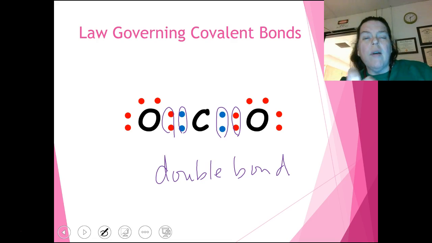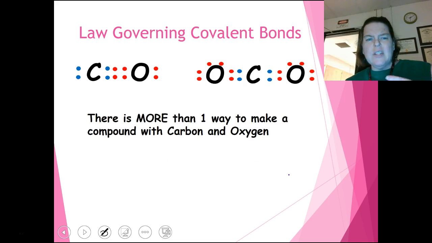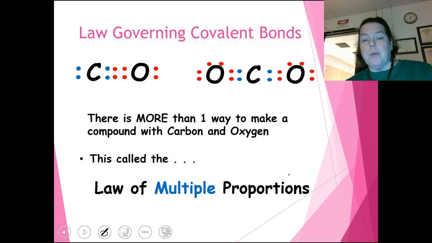So because covalent compounds can choose how many electrons they'll share, and there are some rules, and we'll be talking about that a little later when we get to Lewis structures, we see that we can have multiple variations of the same 2 elements. So because there's more than one way to make a compound with carbon and oxygen, covalent bonds or molecular compounds don't follow the law of definite proportions then. Instead, they follow the law of multiple proportions. So there are multiple ways that we can put these 2 things together. Both of those things mean a very similar thing.